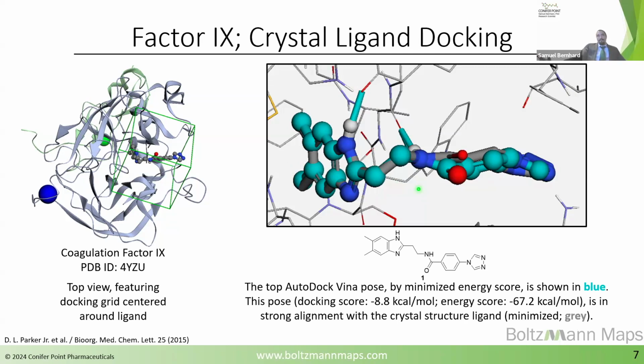And lack of that overlap raises some concerns, but may be traced back to the size of the docking grid or other docking parameters that can be adjusted. As you can see here, the docking pose provides strong overlap with the crystal pose and has a docking score of negative 8.8 kilocalories per mole, as well as an energy score of negative 67.2 kcals per mole.